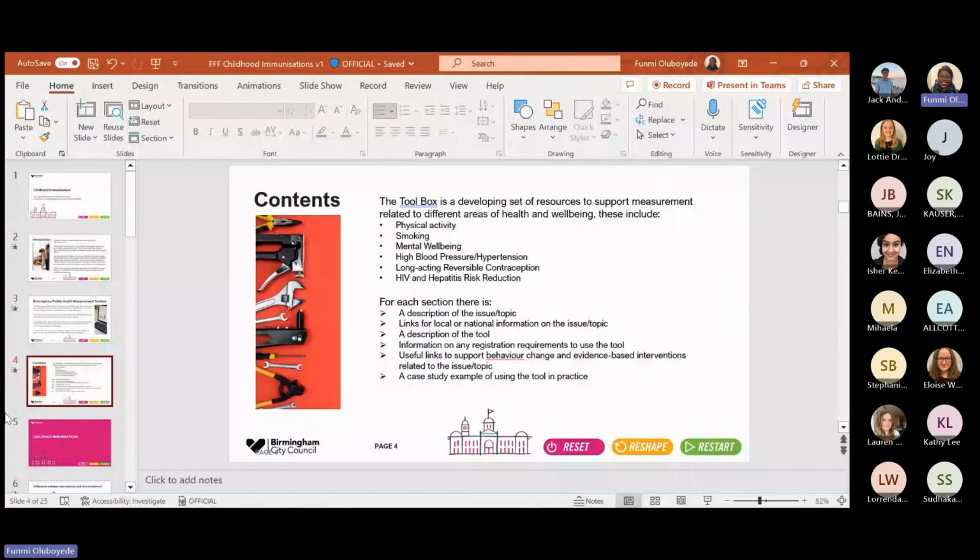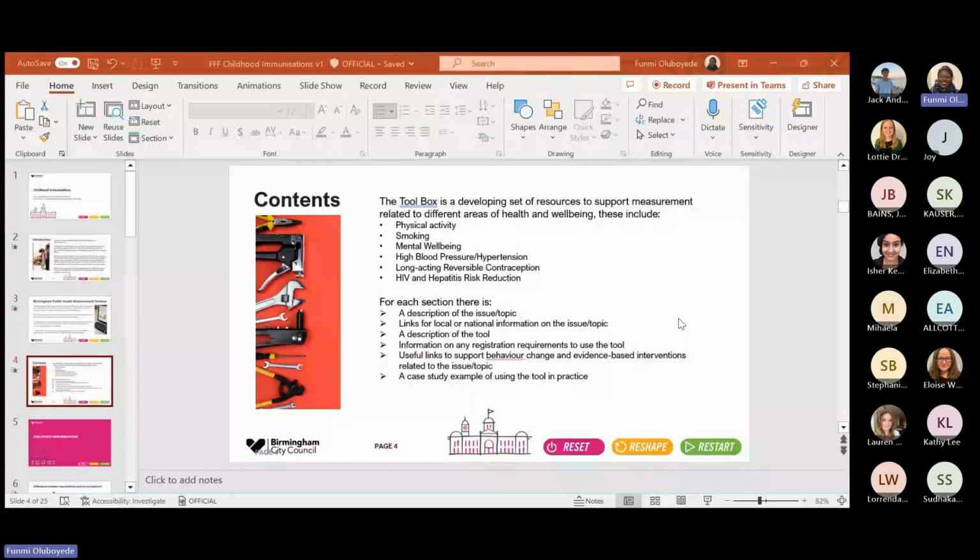So this toolbox that we are developing is looking at a set of resources to support measurements related to different areas of health and well-being. It includes, but is not limited to, physical activity, smoking, mental well-being, high blood pressure and hypertension, long-acting reversible contraception, HIV and hepatitis risk reduction, and of course for today, immunisation and vaccination.